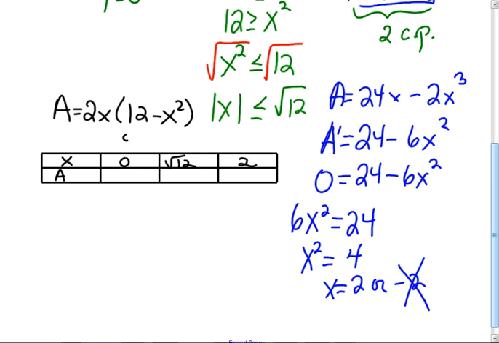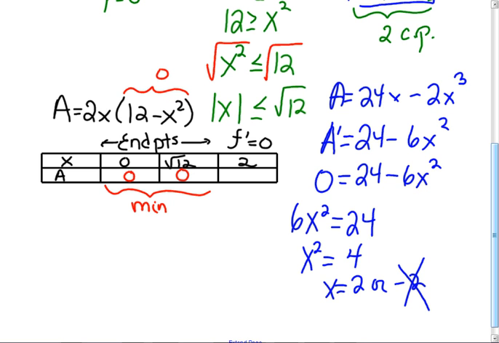Because these are my endpoints. There's just many steps. I think that's what makes this one kind of hard. This is where f prime equals 0. So what is the area if x equals 0? 0. What if x equals the square root of 12? Because this gives me 0. So that's 0. Obviously, that's the minimum area, right? Therefore, this must be the max.